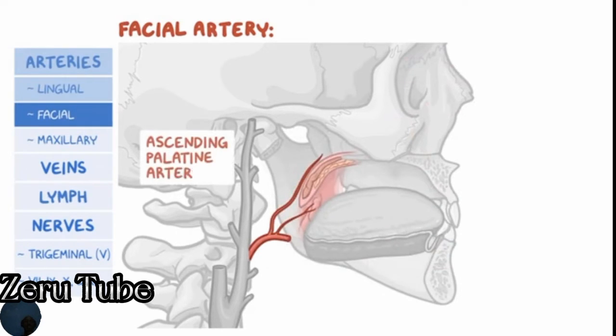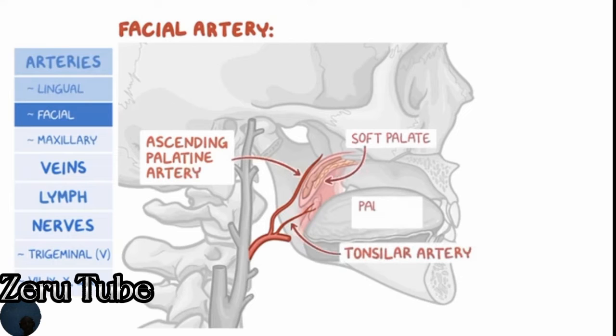The facial artery has an ascending branch, the ascending palatal artery, which gives blood supply to the soft palate. It also gives another branch called the tonsillar artery. It gives blood to the palatal tonsil. So the other branch of the facial artery is the tonsillar artery, and this tonsillar artery gives blood to the palatal tonsil.